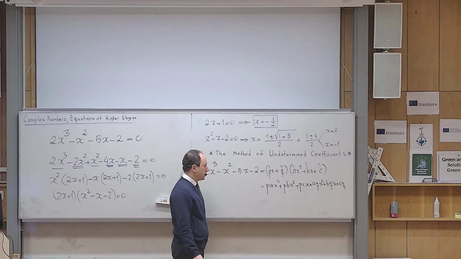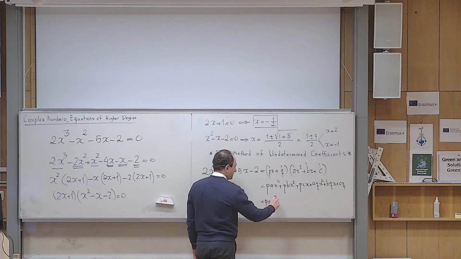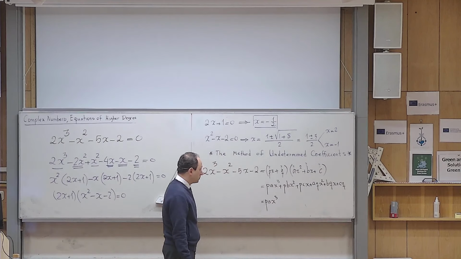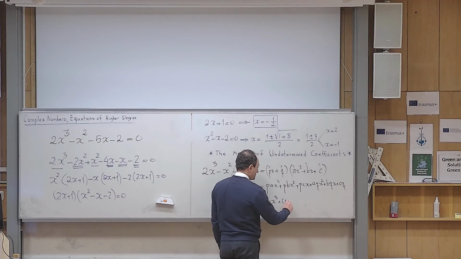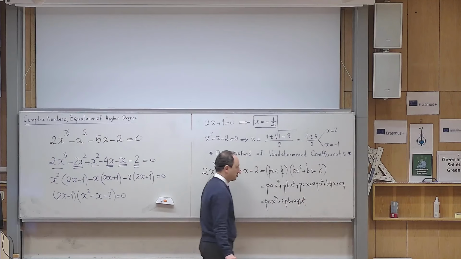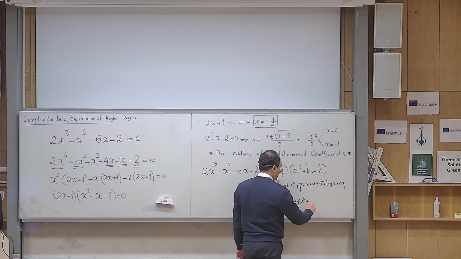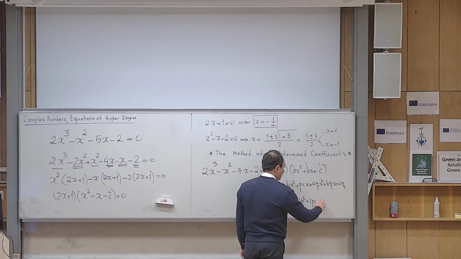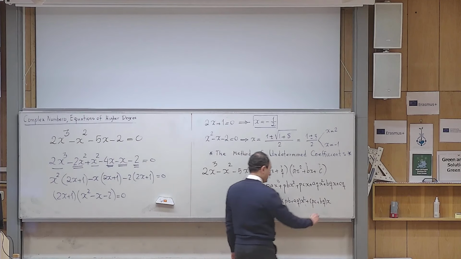How many places do I see x cubed? Only one place. So I write PAx cubed. How many places do I see x squared? Two places, this one and that one. So it becomes PB plus AQ. I factor x squared out. How many places do I see x? Two places, here and there. I factor x out, so it becomes PC plus BQ times x. And then there is one term left for me without any x's, and that is CQ.